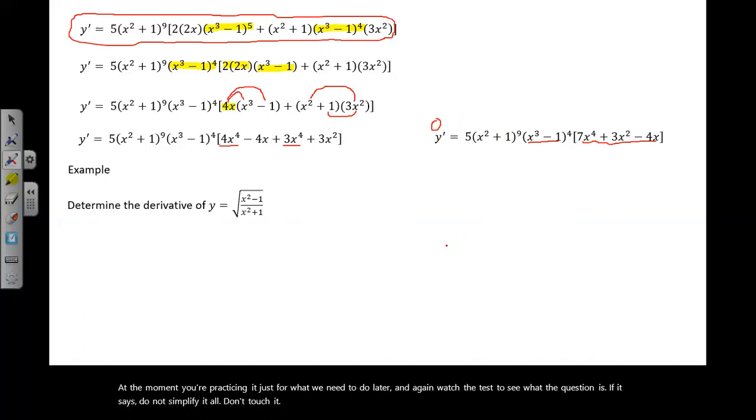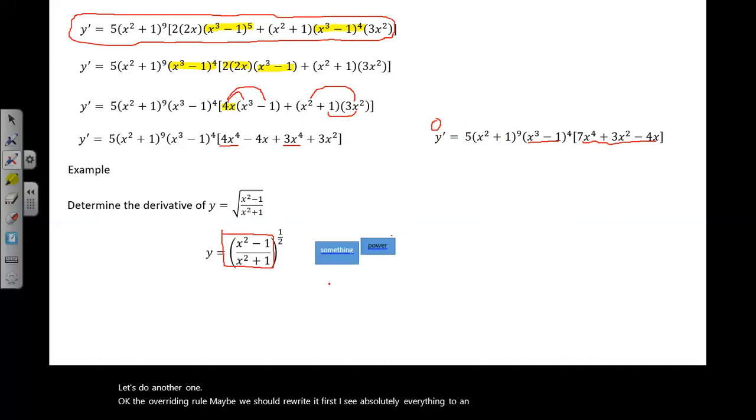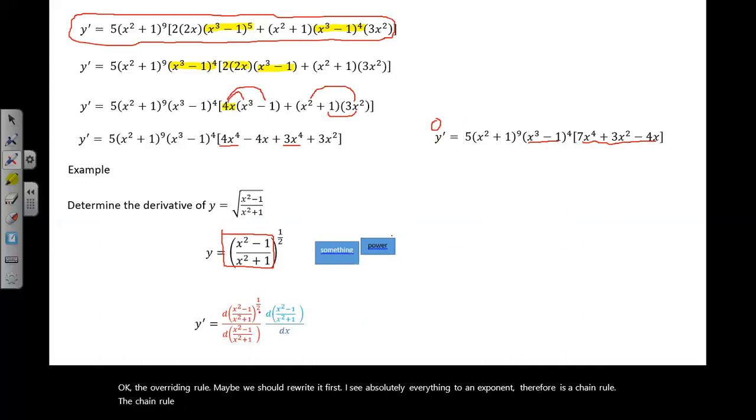Let's do another one. Okay, the overriding rule. Maybe we should rewrite it first. I see absolutely everything to an exponent. Therefore, it's a chain rule. The chain rule says, take the derivative with respect to what's in the bracket, then take that derivative with respect to x. Okay, let's start with that on the next page. So we could pretend that's an a. Derivative of a to the 1/2 with respect to a would be 1/2 a to the negative 1/2.